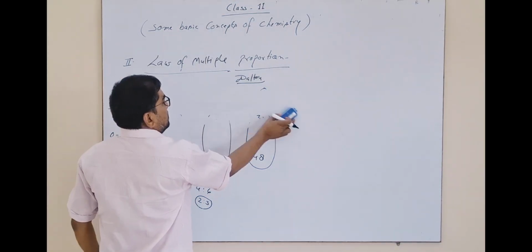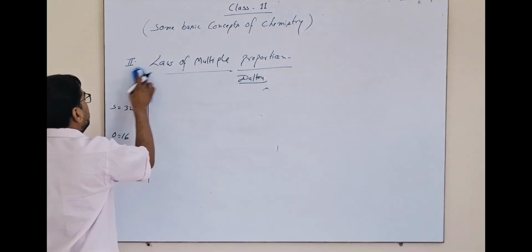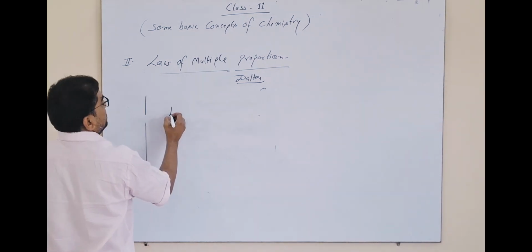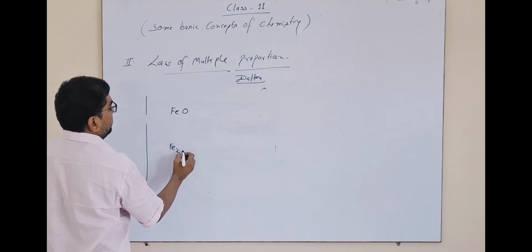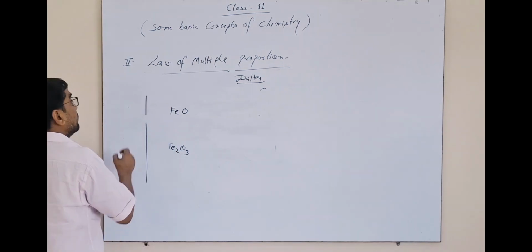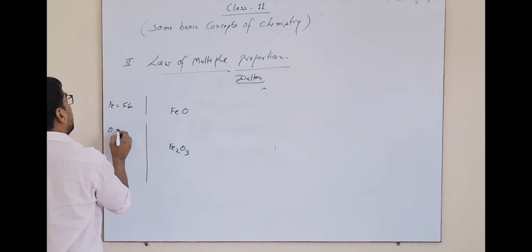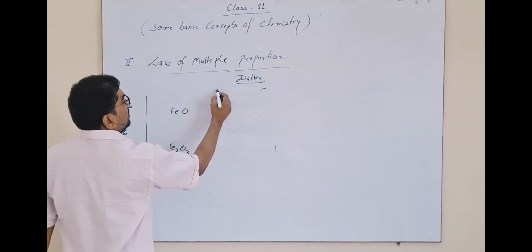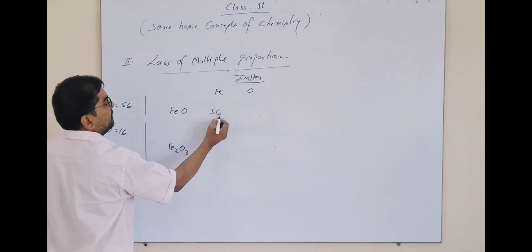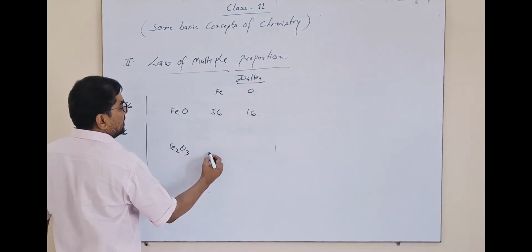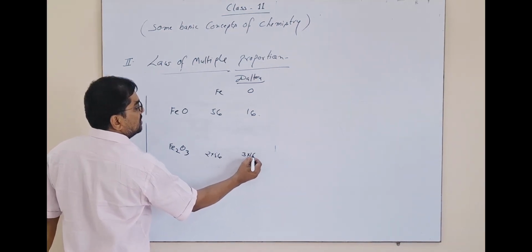So taking the next example, like iron. When iron reacts with oxygen it gives ferrous oxide and ferric oxide Fe2O3. We know iron has atomic mass 56 and oxygen 16. Putting the values here for iron and oxygen separately, we can note down 56 and 16, and here 2 into 56 and here 3 into 16 means 48.